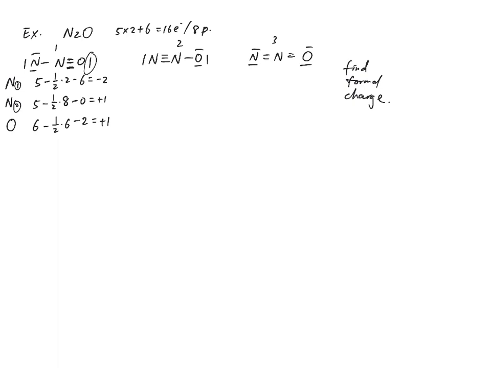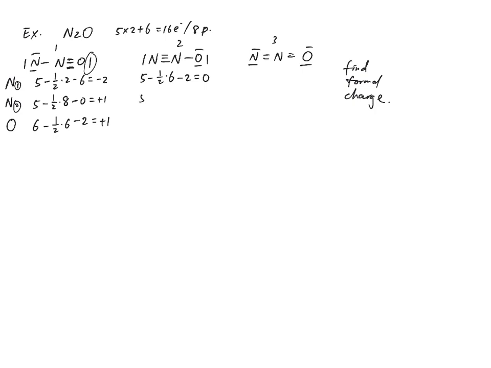Now, second Lewis structure. The first nitrogen has 5 minus 1/2 of 6 bonding electrons, the triple bond. Okay, so 1/2 times 6, and then minus 1 lone pair, so 2 non-bonding electrons. That makes it equal to 0. 5 minus 3 minus 2.